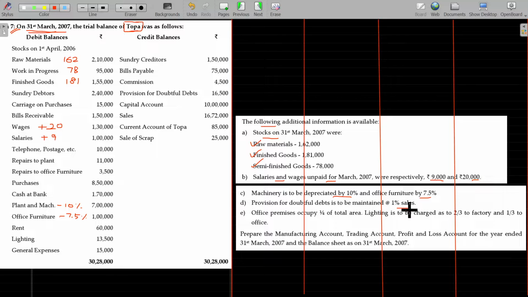That's all. The PDD being 1% on sales. PDD closing being 1% on sales, right? 16,720.